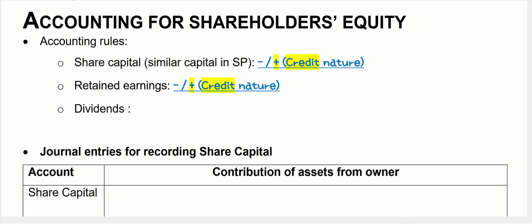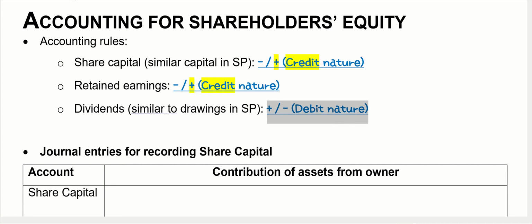Last item is my dividends. Now, dividends is similar to drawings in a sole proprietorship, and therefore its accounting rule is plus minus. It is a debit nature account, which means when dividends increase, you debit them. Right? So now we know the accounting rules. We need to commit this to memory.